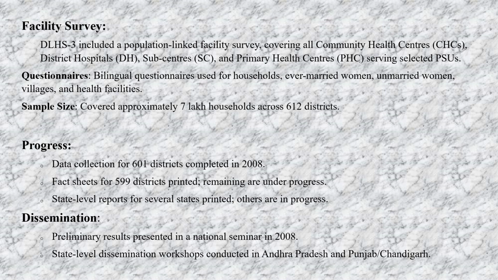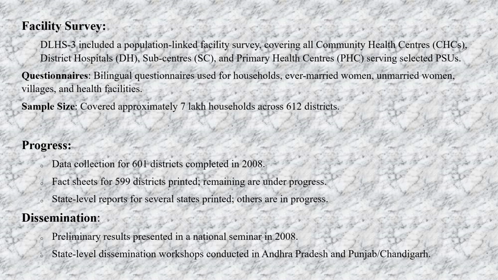Facility survey. DLHS 3 included a population-linked facility survey covering all community health centers, CHCs, district hospitals, DH, subcenters, SC, and primary health centers, PHC, serving selected PSUs. Questionnaires. Bilingual questionnaires used for households, ever married women, unmarried women, villages, and health facilities. Sample size covered approximately 7 lakh households across 612 districts.